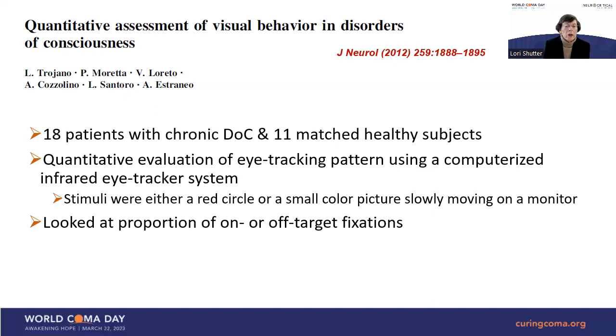Now, this study was actually done in 18 patients with chronic disorders of consciousness, and they used a computerized infrared eye tracker system, giving stimuli that moved on a monitor, and they looked at how often the patient actually fixated on the target. The 18 patients, there were 9 in vegetative states and 9 in unresponsive wakefulness states.